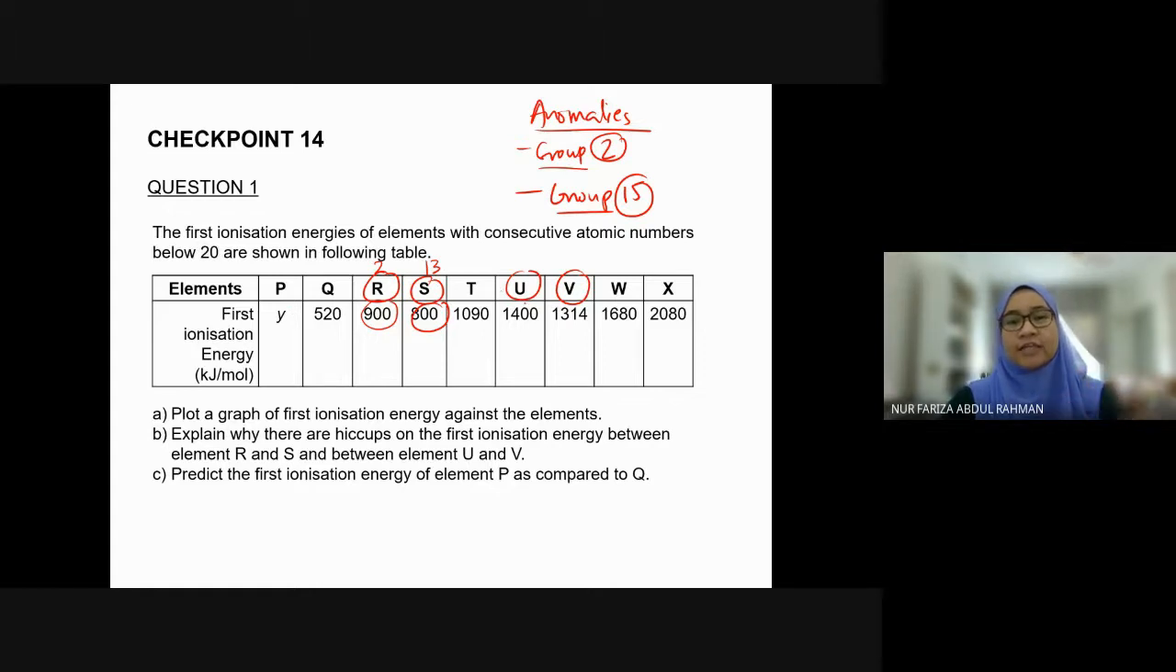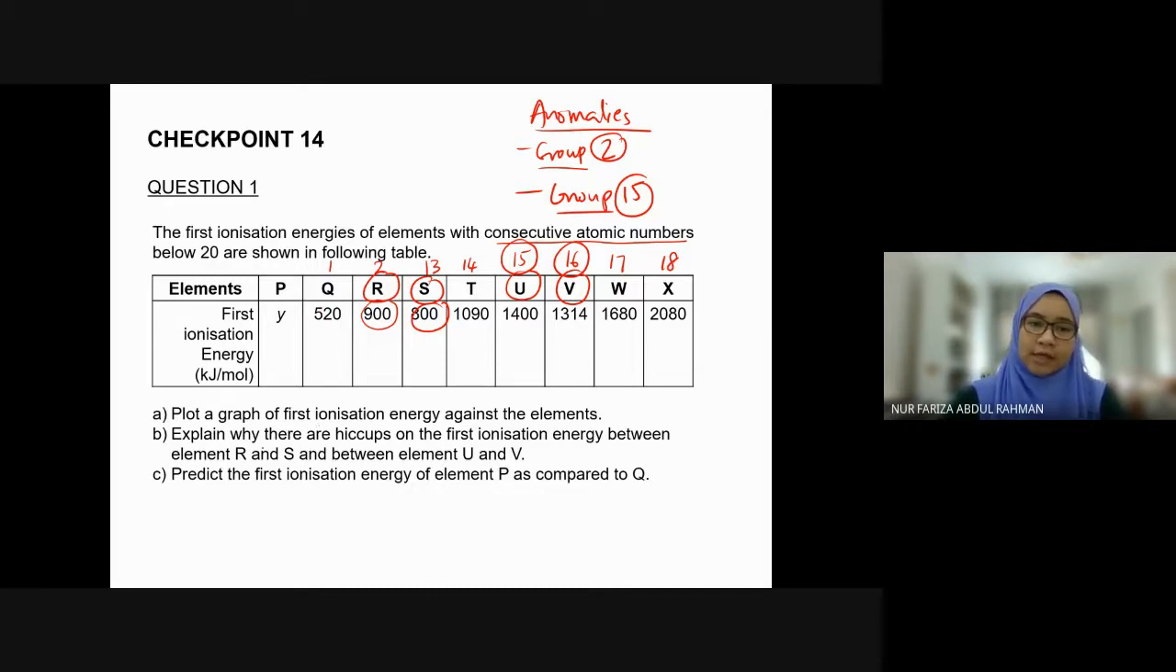And then U and V. If this is group 13, then this should be group 15, and this is 16. So we have 2, 13, then this one should be 14, 15, 16, 17 and 18, following the trend. This is across a period, consecutive atomic numbers below 20. If this is group 2, that means this is group 1, based on the first ionization energy trend.